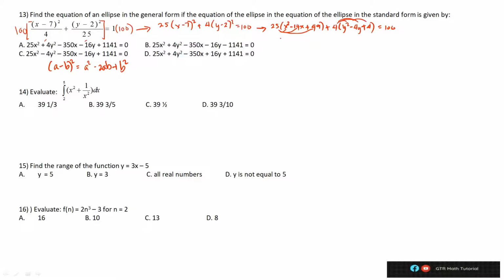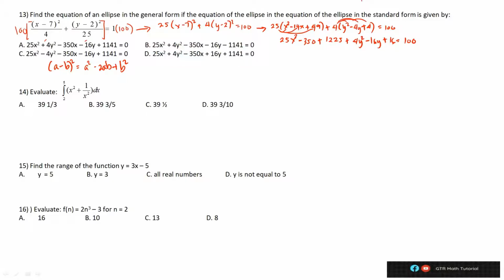So, we have 25x squared minus, pwede tayong mag-calculator dyan, ha? Medyo malaking number. So, tandaan sa later, pwedeng mag-calculator. 25 times 14, so that is 350. Plus 25 times 49, so we have 1,225 plus 4y squared. 4 times negative 4y, so we have negative 16y. 4 times 4, positive 16, equals 100.